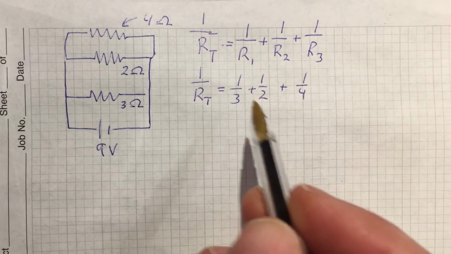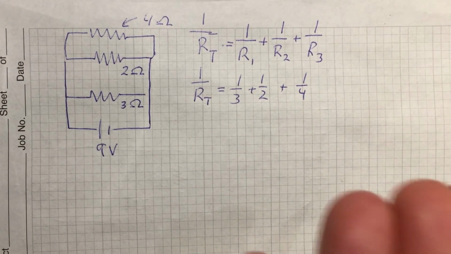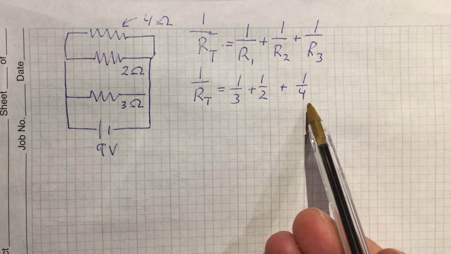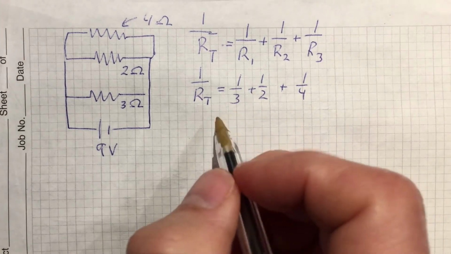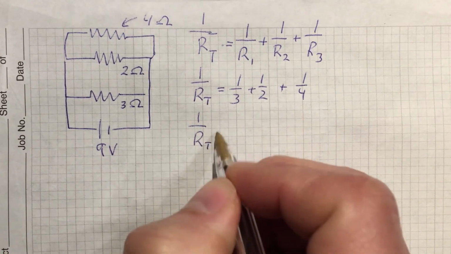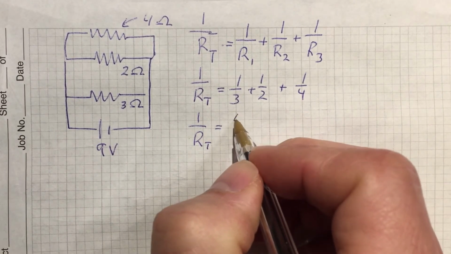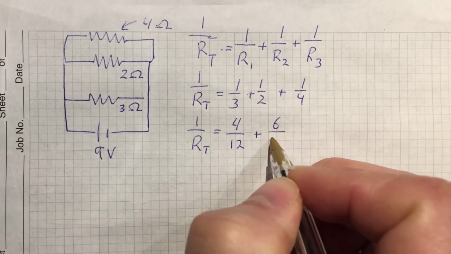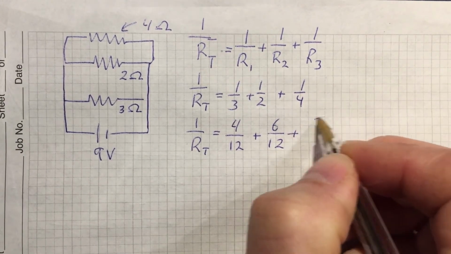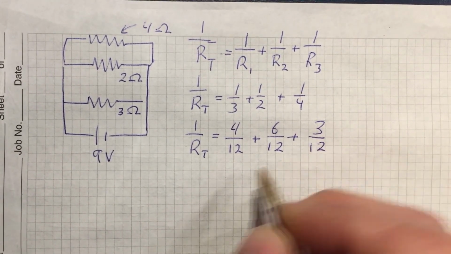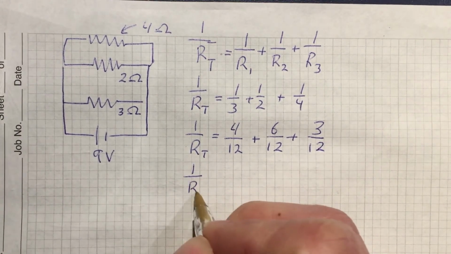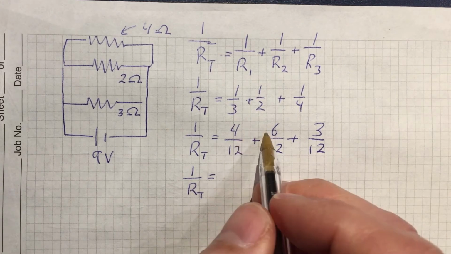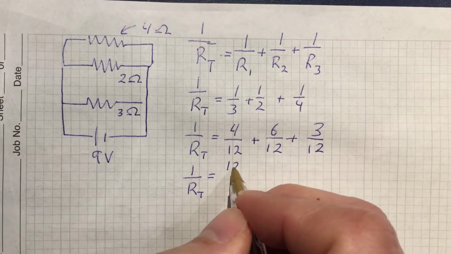Now, in order to add up these fractions, we've got to find a common multiple. For 2 and 3, we could go with 6, but 4 doesn't go so well into that, so let's take it out to 12. We could find that 1 over R total is going to be, well, 1/3 is the same as 4/12. 1/2 is the same as 6/12. And 1/4 is the same as 3/12. So if we look at 1 over R total, that's going to be equal to 4 and 6 is 10, plus 3 is 13, 13/12.